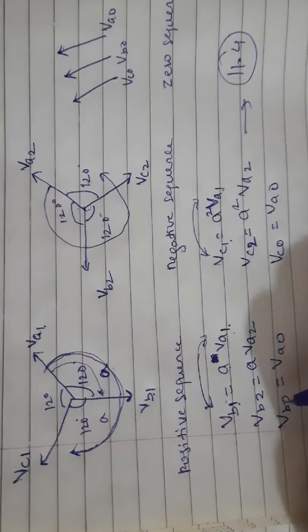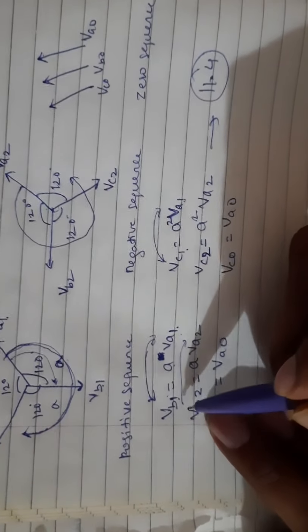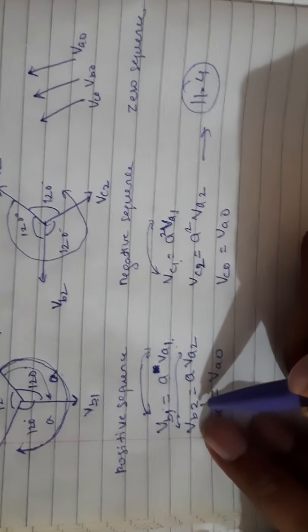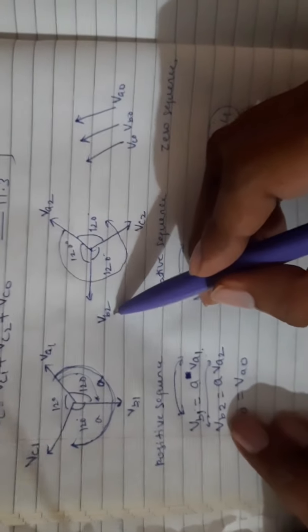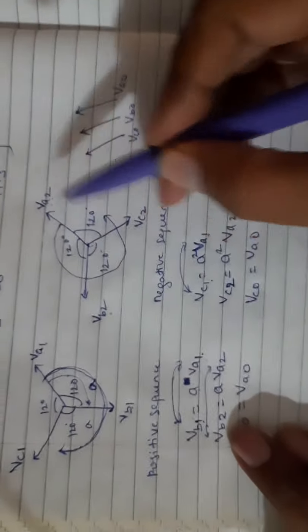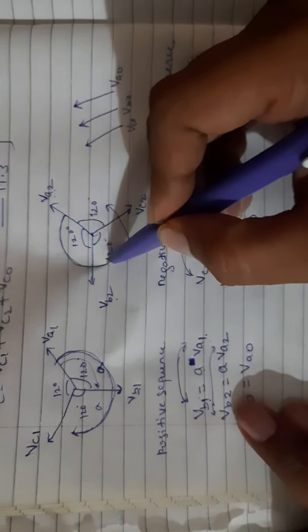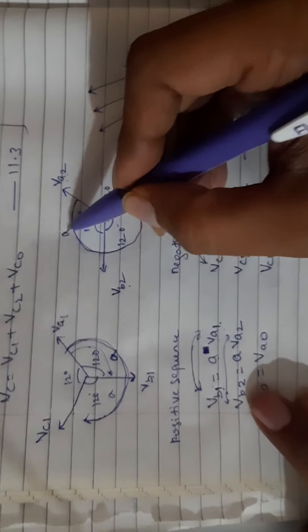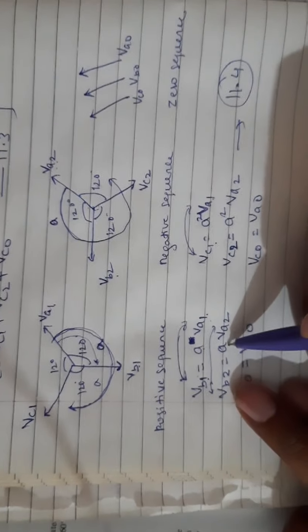Next, the relation between VB2 and VA2: VB2 is equal to a VA2. Here is VB2, and this is VA2. How is it moving? It is moving in this direction for the negative sequence. So what is the difference? Only a. The relation between these is a, so I have put a.